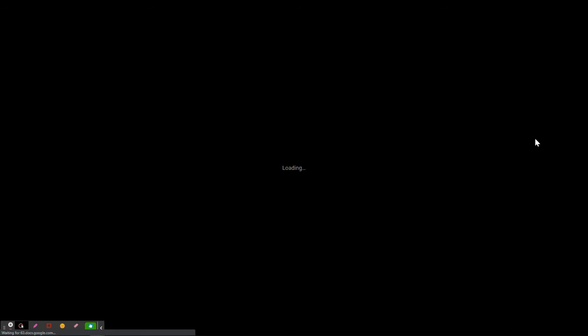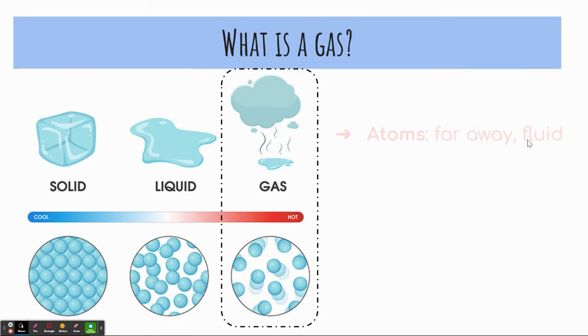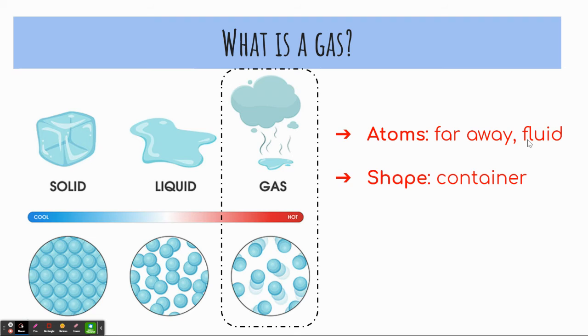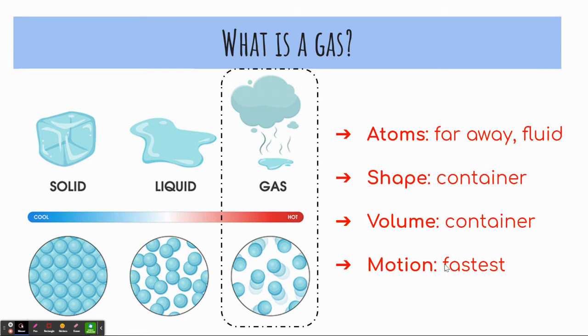All right, continuing with gas. We just looked at how the volume was changing. That volume was increasing with the size of the container. And then you saw that they were moving super fast.